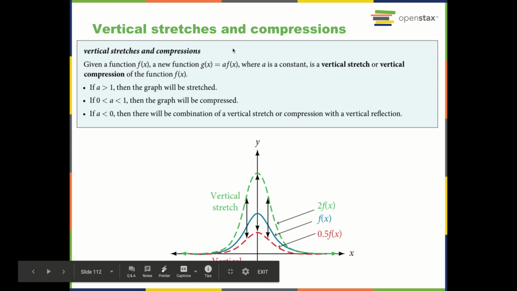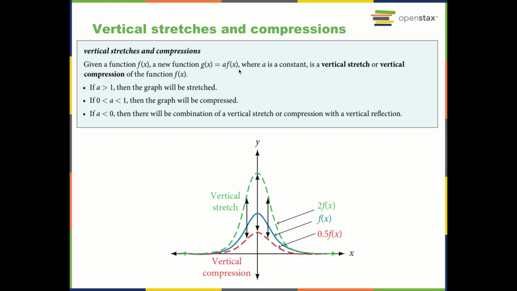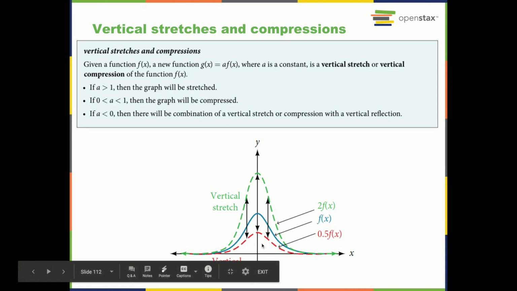So here we've got our definition. g of x equals a times f of x. So if there's a constant value out in front of a function, if a is greater than 1, it's going to be a stretch. And if it's between 0 and 1, it will be compressed. So for vertical stretch or compression, it's just a constant out in front of the original function. And it will either stretch it, like 2 f of x, or compress it, like 0.5 f of x.